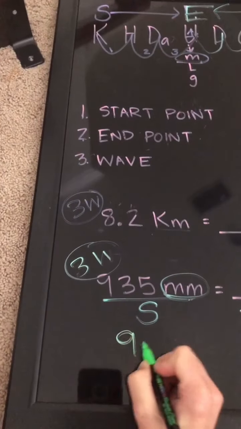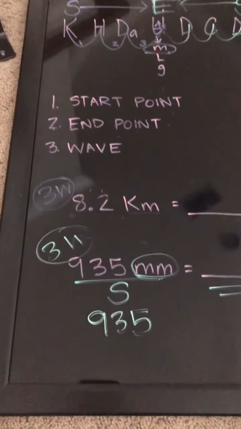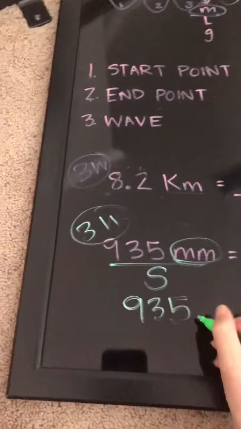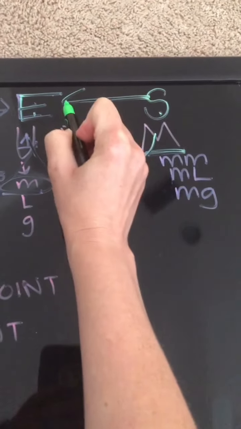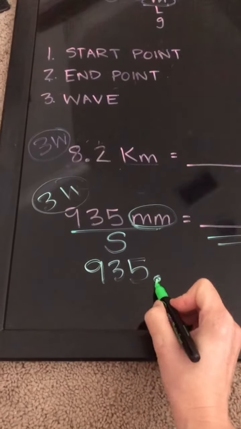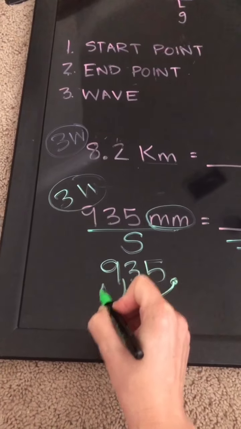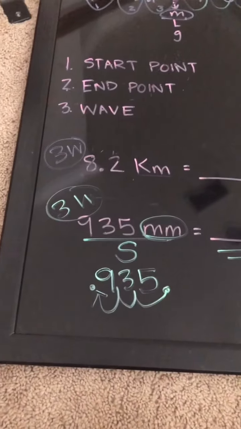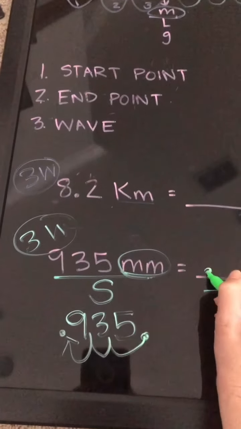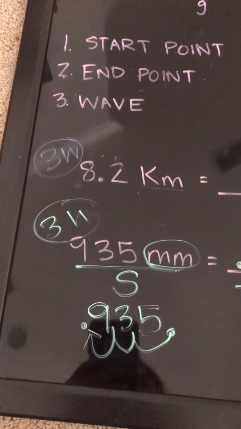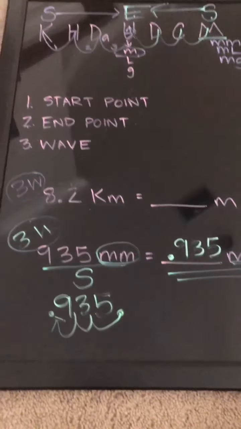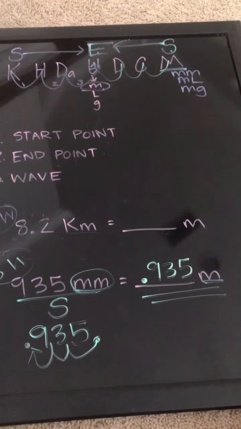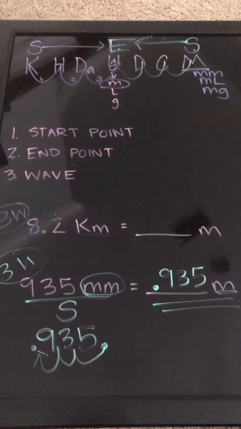But in 935, where is the decimal? I don't see one. So it's at the end. So because it's at the end now, I'm going to move it backwards because that's what my chart told me. I need to move backwards 3 times. 1, 2, 3. So now my decimal goes in the front. So the answer would be 0.935. 935 thousandths. All right, boys and girls, good luck. Remember to do your start point, your end point, and then the wave.